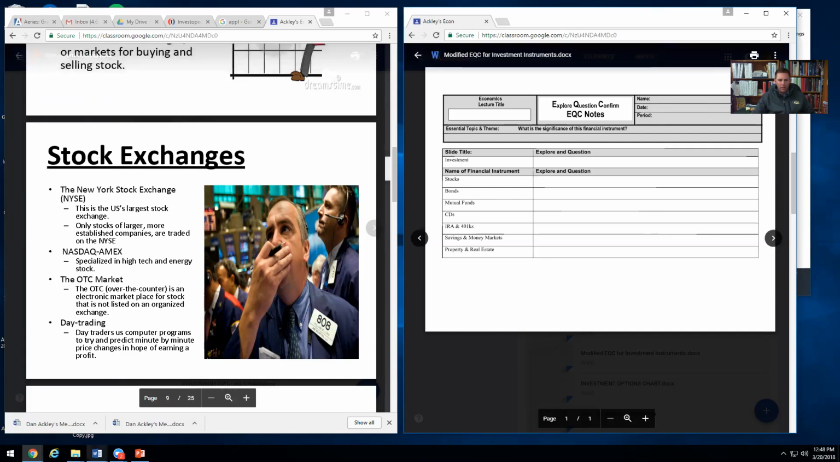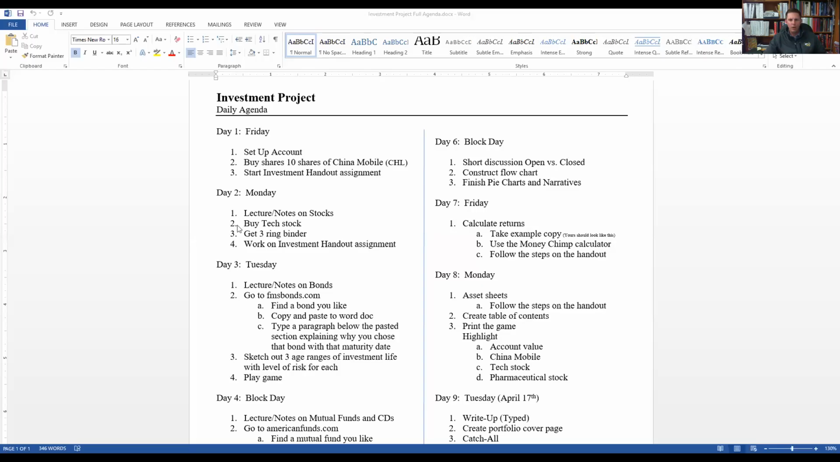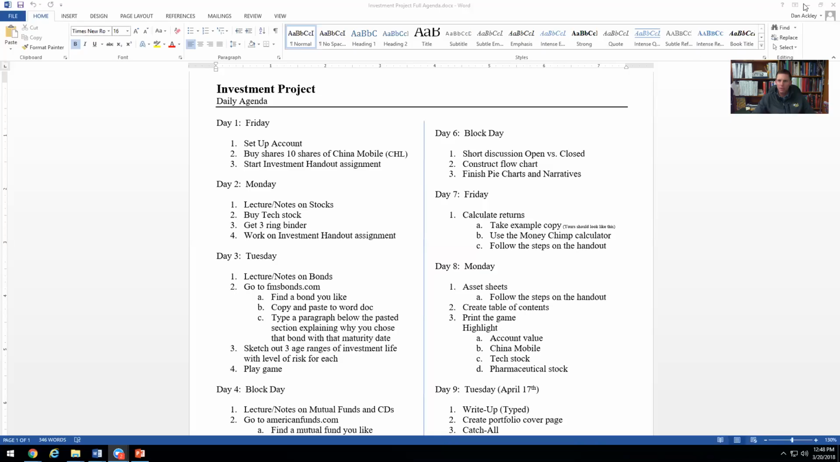If we take a look at this, I'm going to stop the share here, and I'm going to bring this page up again. Can't see it yet. I'm going to share it. It is right here. Again, we are on day 2, so buy tech stock is the next thing I need you to do. The way I'd like you to do that is, I'm going to share the desktop with you. Okay, I'm going to minimize this.